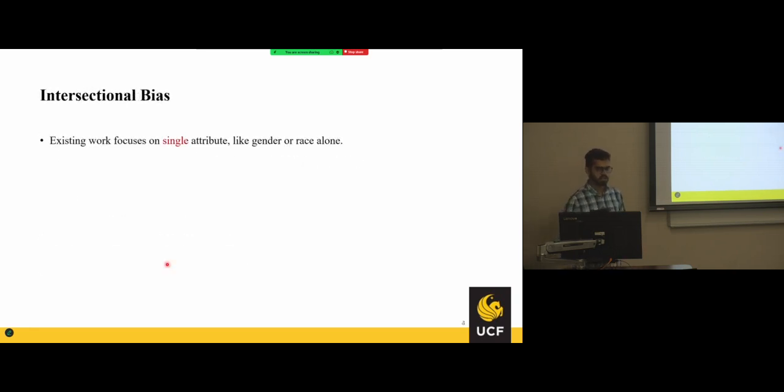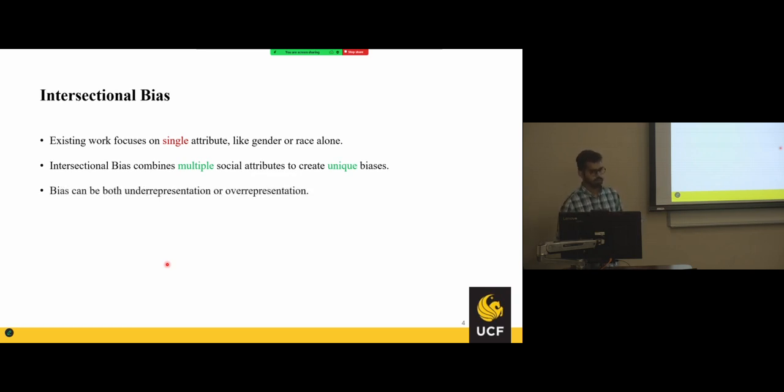Now let's start from the start. What is intersectional bias? Like we said, existing works focus on a single sort of bias, like gender, race, or physical attributes. If you club them together and have a way to represent an image that can have two or more of these biases, and you create a unique pair of them, that is what's called intersectional bias. And just to note, bias is both underrepresentation and overrepresentation.